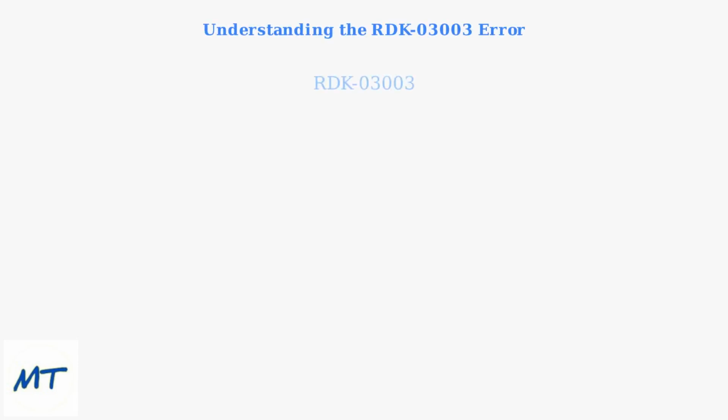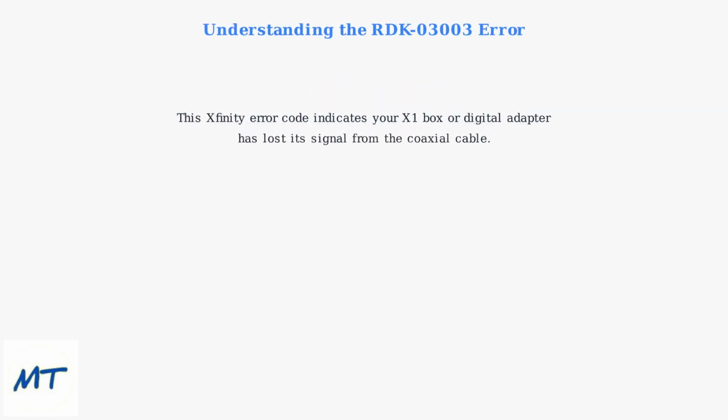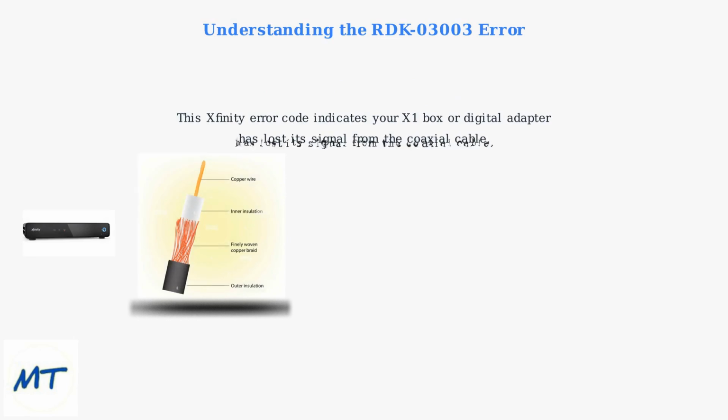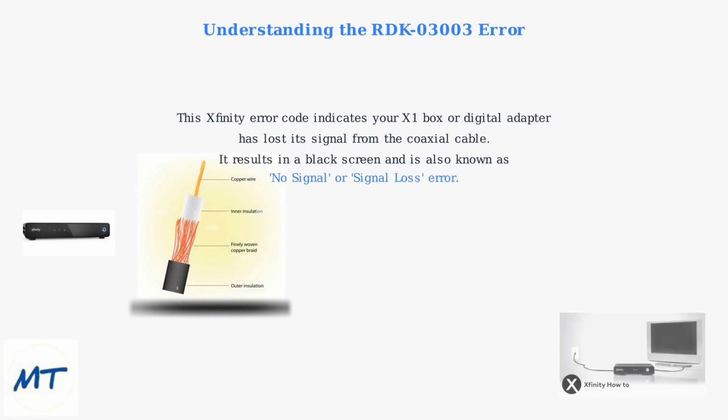Xfinity error code RDK-03003 means your X1 box or digital adapter has lost its signal from the coaxial cable. This results in a black screen. It's a no signal or signal loss error. We'll show you how to fix it quickly.